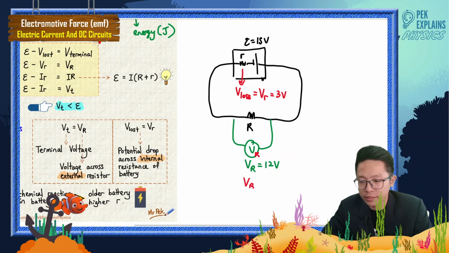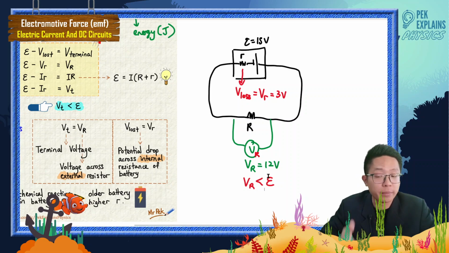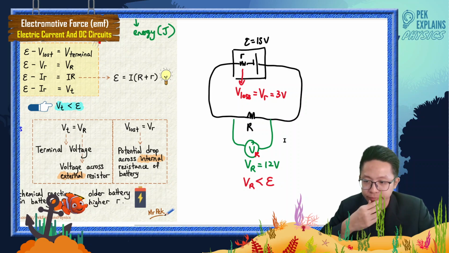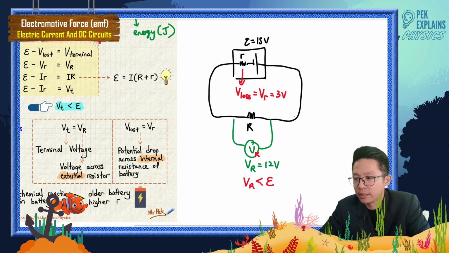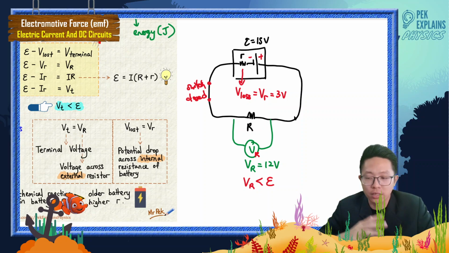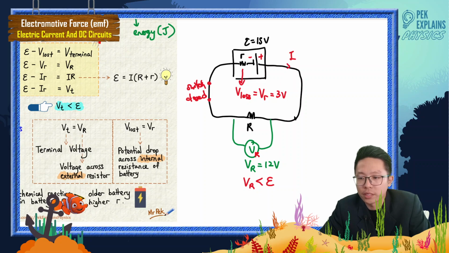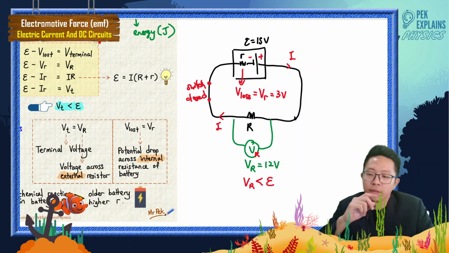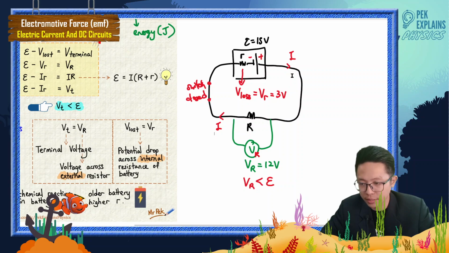The voltage across the external resistor is less than the EMF. It didn't receive the EMF, but it received less than the EMF. Because when this is a complete circuit, the switch is closed, so there is current flow in the circuit. When there is current flow in the circuit, there is potential loss across the internal resistor.